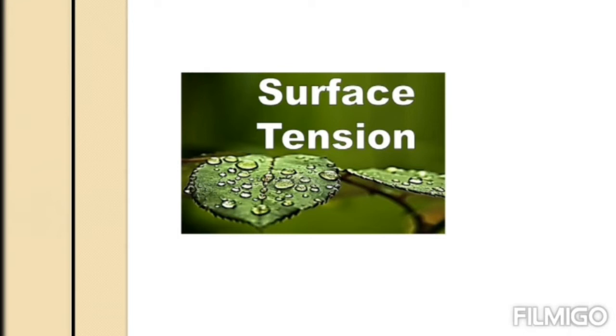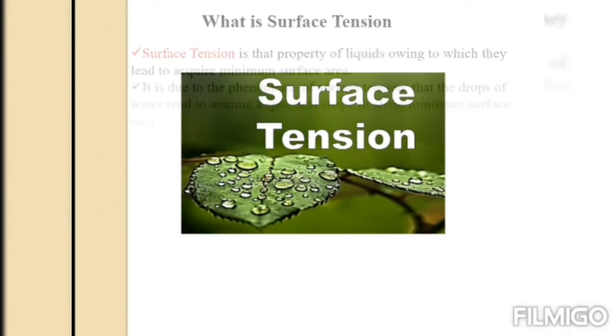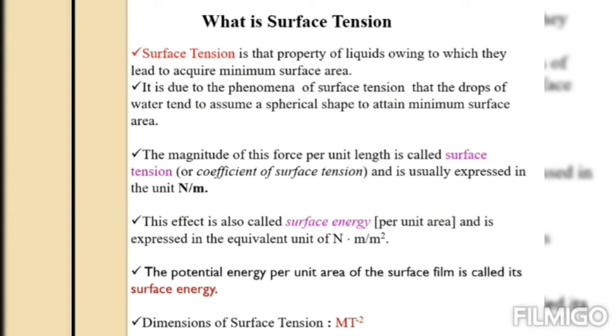Today in this video, let us see about surface tension. First, know about what is meant by surface tension. Surface tension is that property of liquids owing to which they tend to occupy minimum surface area. It is due to the phenomenon of surface tension that drops of water tend to assume a spherical shape to attain minimum surface area.